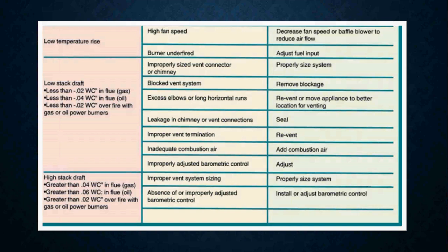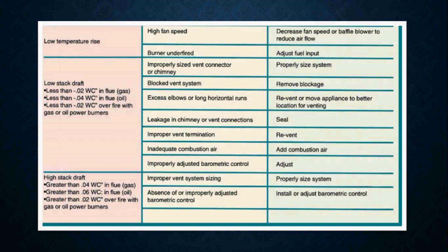So when we're thinking about draft, when we have our over the fire draft, we're looking at anywhere between negative 0.01 and negative 0.02 over the fire. If we are taking our breech or our flue draft, we're looking at anywhere between negative 0.03 and negative 0.04. Those are our rules of thumb when we're looking at stuff like this. You have to make sure that you have the correct draft.